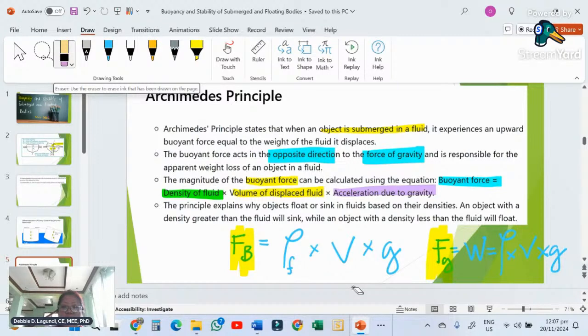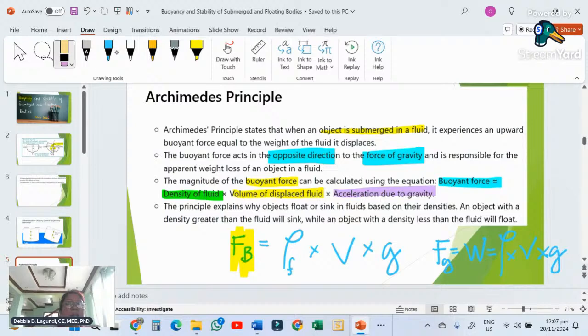The FG here is the force due to gravity, which is actually the weight of the body. The weight of the body has the same formula: rho times V times g.